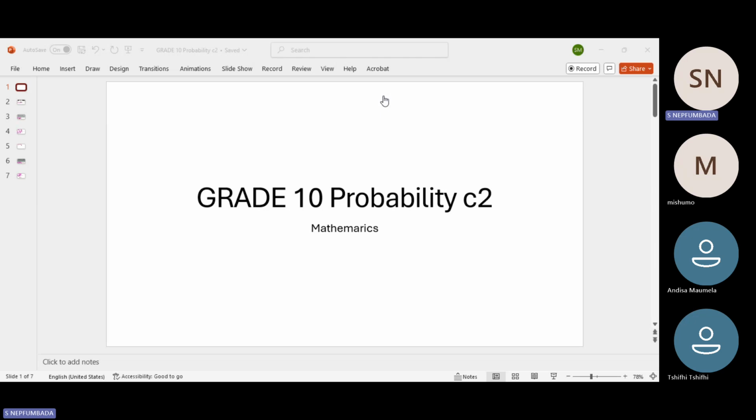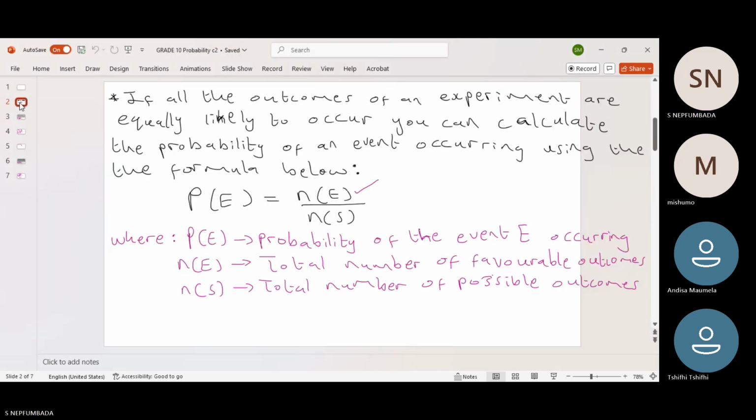We have already explained that if all the outcomes of an experiment are equally likely to occur, you can calculate the probability of an event occurring using the formula P(E) equals the total number of favorable outcomes divided by the number of the sample space, which is the total.